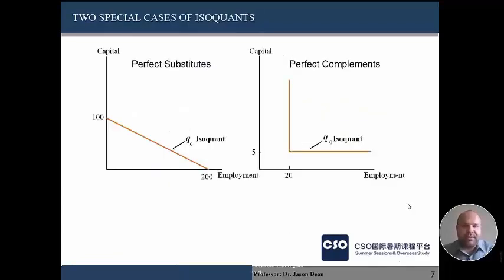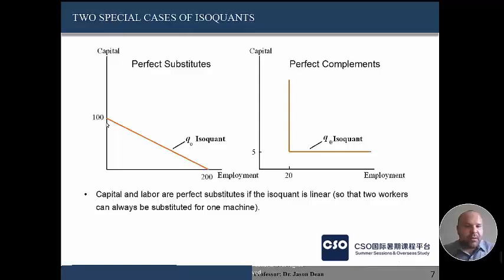Okay, there's two special cases of isoquants. One is to represent perfect substitutes. So here the isoquant is just a line. It's linear. And so this means that capital and labor are perfect substitutes. In this example, we could produce the same amount of output with 1 unit of capital or 2 units of labor. So 2 workers can always be substituted for 1 machine. Okay, so we would represent that with a line. It's linear.